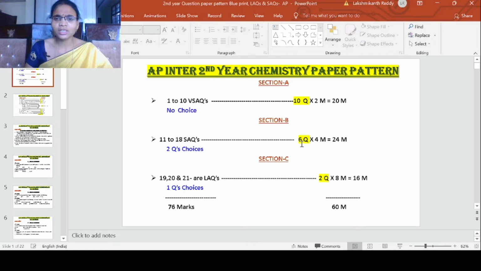In section B, we will have 8 short answer type questions. We need to write answers for 6 questions. Each question carries 4 marks. We will get 24 marks here.